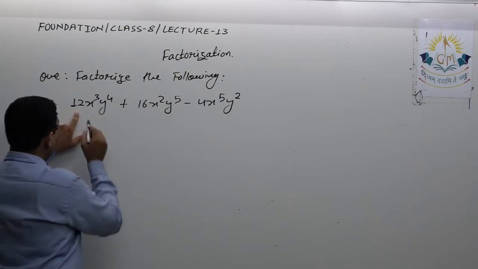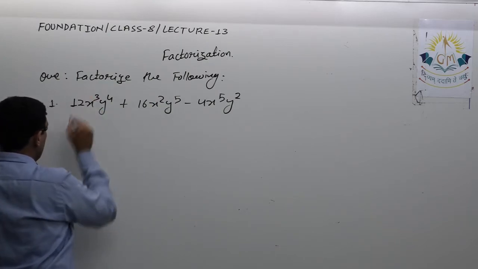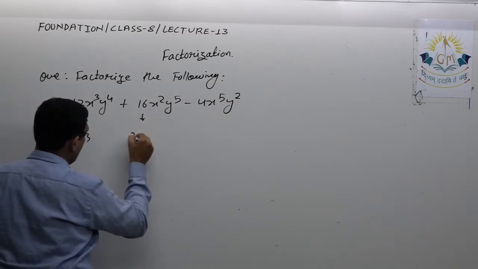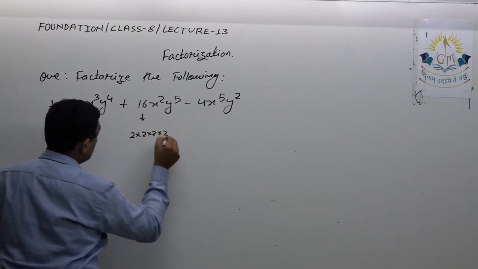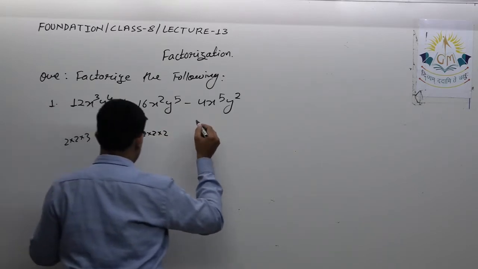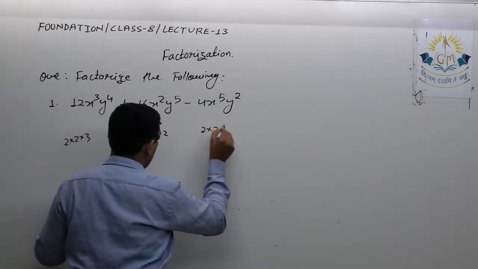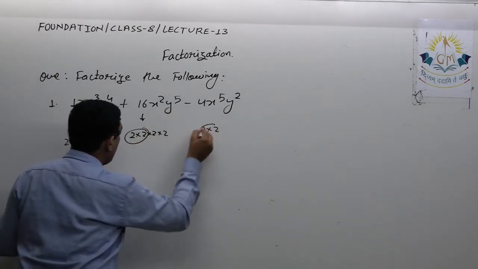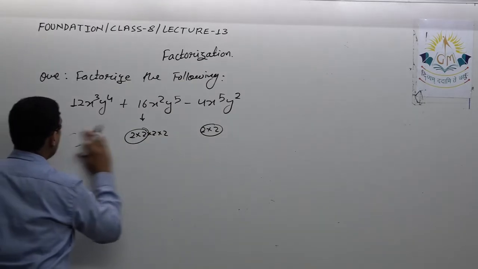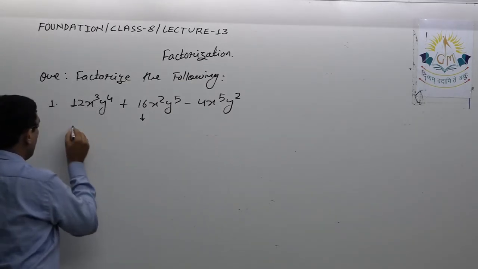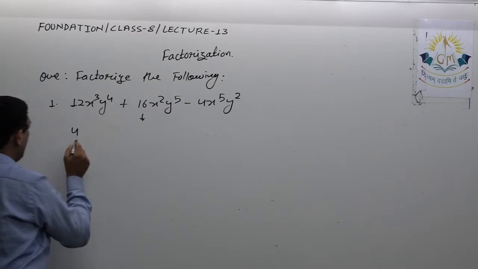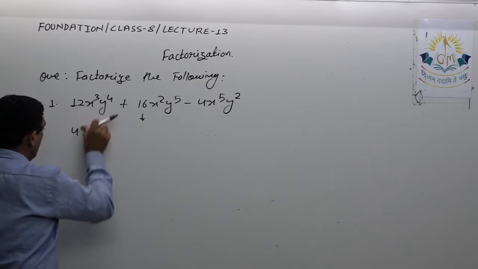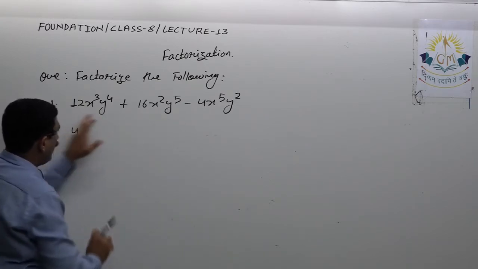Here two twos are there, 2 into 2 into 3. Here we have 2 into 2 into 2 into 2, and here it is 2 multiplied by 2. So you can see this 4 can be taken common. Among the numeric values I can take 4 common. 4 is the common among the numeric values.